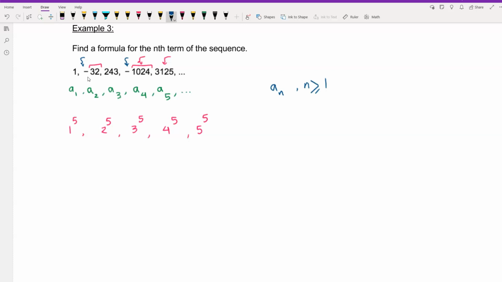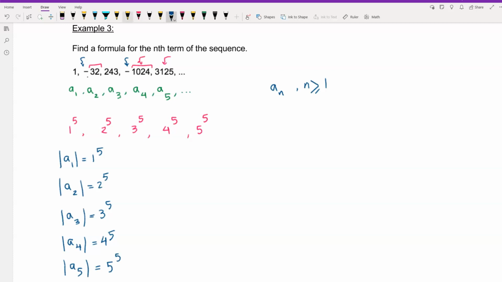So in the first part, I used absolute value. The absolute value of A1 is equal to 1 to the 5th power, the absolute value of A2 is 2 to the 5th power, the absolute value of A3 is 3 to the 5th power, the absolute value of A4 is 4 to the 5th power, and the absolute value of A5 is 5 to the 5th power. So what I use is the absolute value of A sub n equal to n to the 5th power.